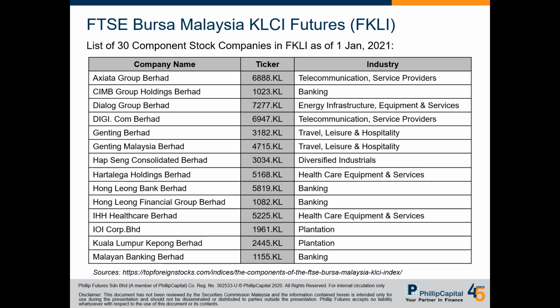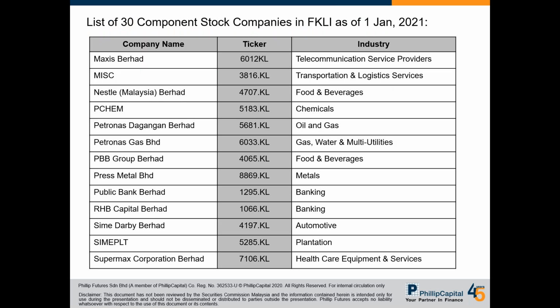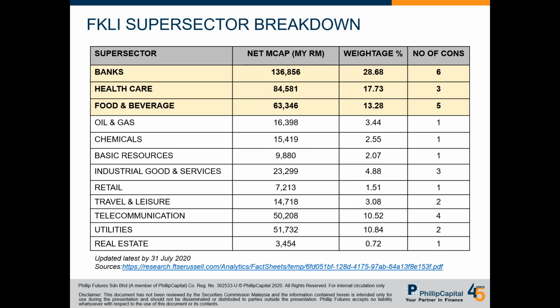This is an example of the list of 30 component stocks listed in the FKLI index as of 1st January 2020. As we can see from the table, we have 12 super sectors included in the FKLI index, where the top 3 largest weightages are the banking, health, and food and beverage sectors. This is quite important because if there is any effect on these 3 biggest weightages, it will also directly affect the performance of the FKLI index.